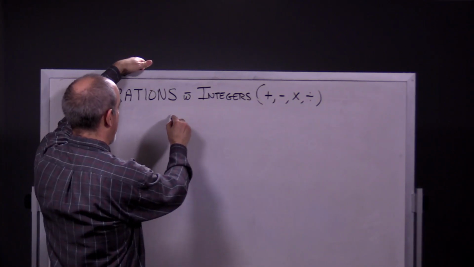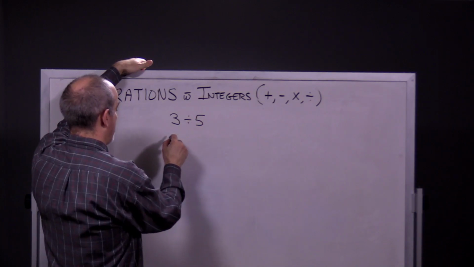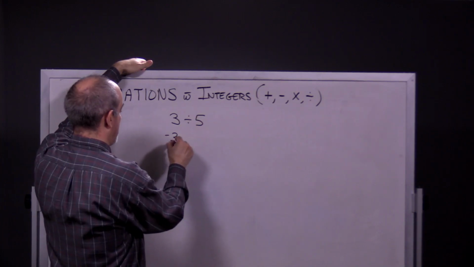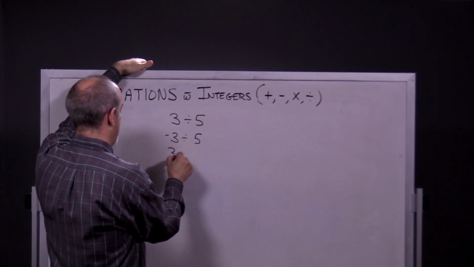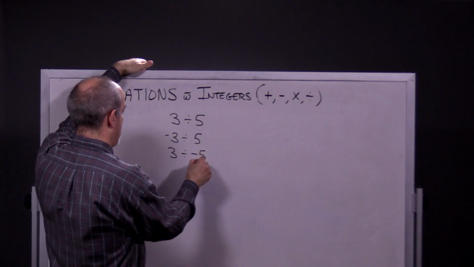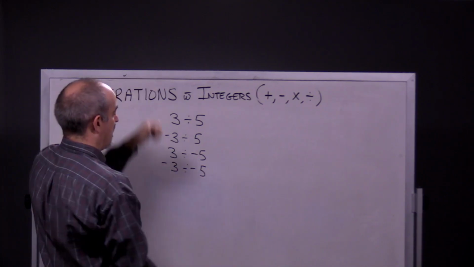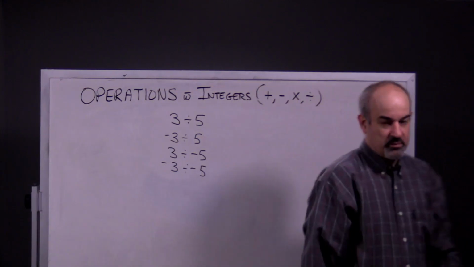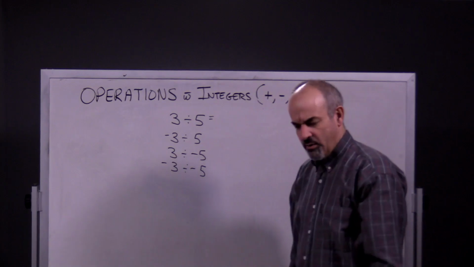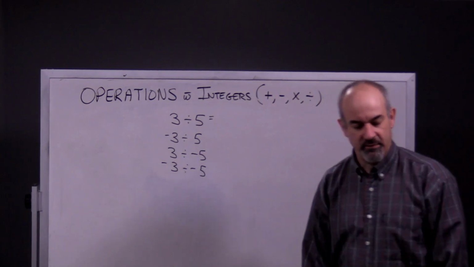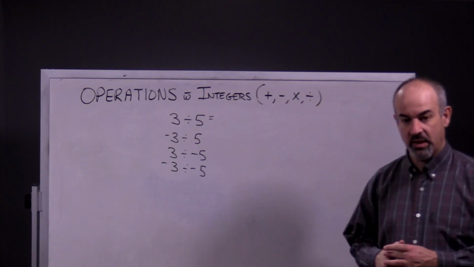Alright, so you could have 3 divided by 5. You could have negative 3 divided by 5. You could have 3 divided by negative 5. Negative 3 divided by negative 5. So, in the top one, how would you write 3 divided by 5? Well, I know a lot of you would just write 3 divided by 5. You would plug it in the calculator.